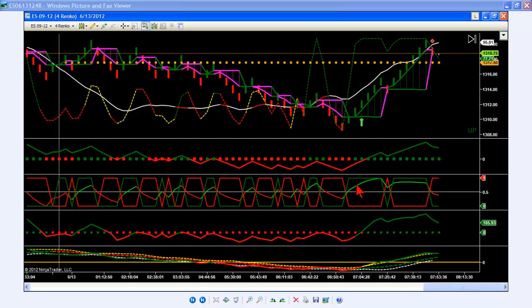And this is one of the advantages of using the binary triangle along with the other indicators. If you set this the same as you set this, you get some false triangles in through here.